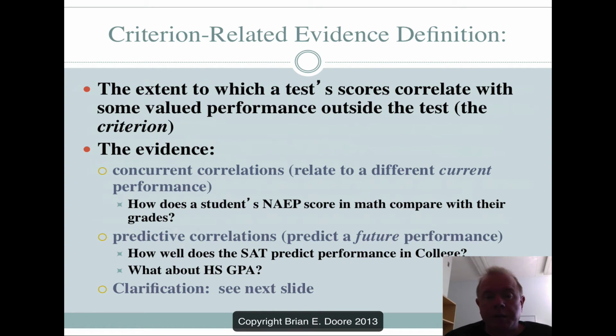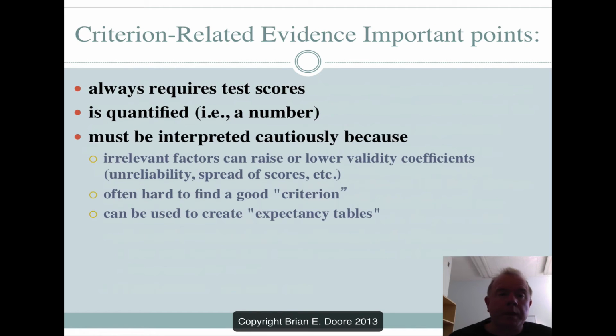And I gave this example already. How well does the SAT predict performance in college? How about high school GPA? How well does high school GPA predict performance in college? And what's interesting is in both cases they're about the same. So as a side note, SAT is about equally predictive as one's entire high school GPA.